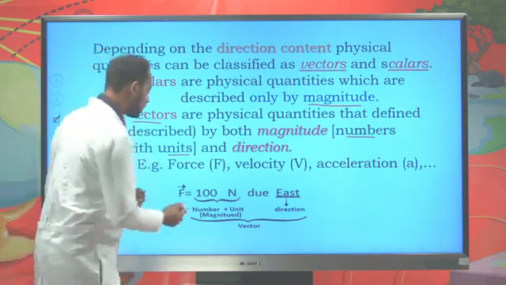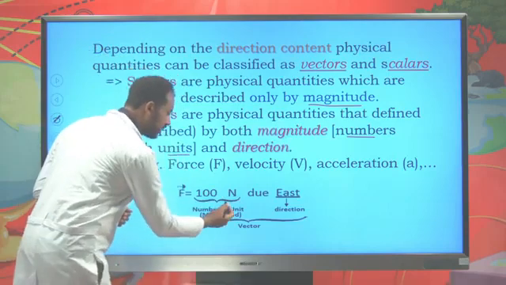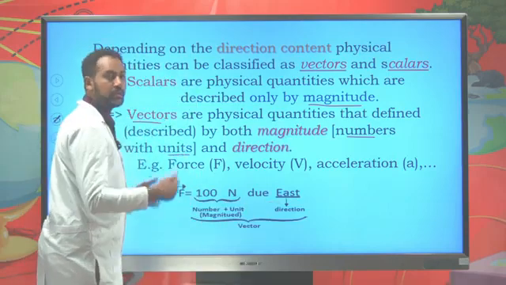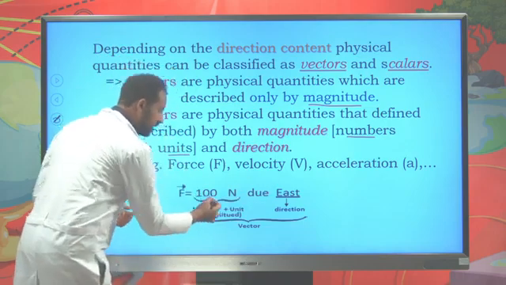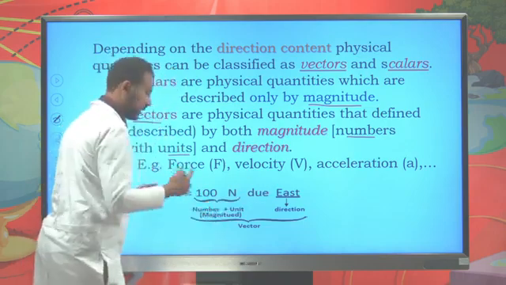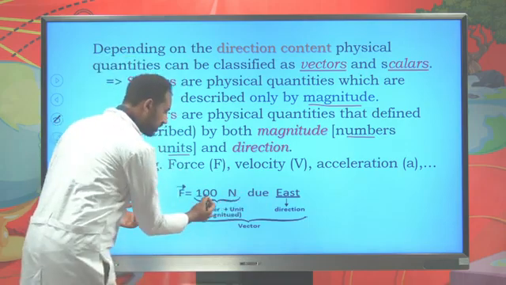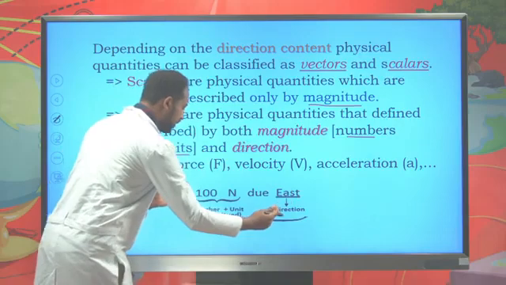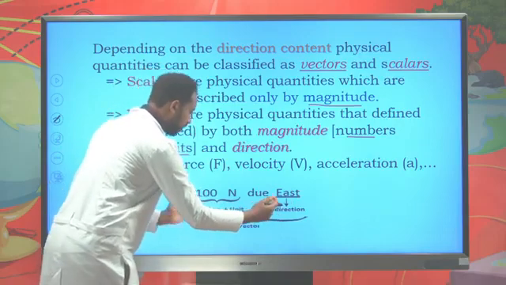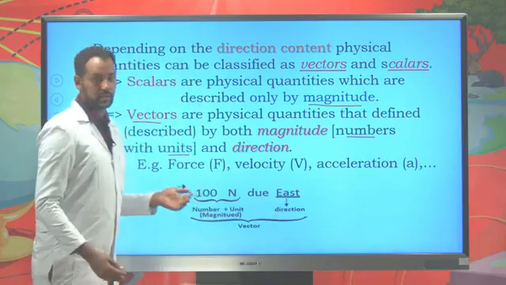Suppose here you have a force which is acting 100 Newton due east. 100 Newton force is acting on something due east. Therefore, 100 is a number, Newton is a unit. Number plus unit is called magnitude, whereas east is the direction. Therefore, vector quantities always consist of both magnitude and direction.